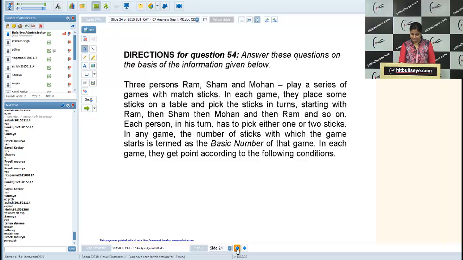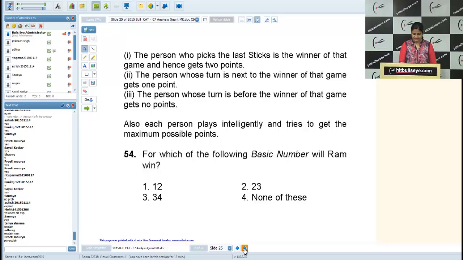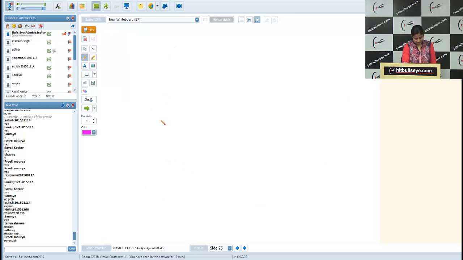The turns are Ram, Sham, Mohan. Coming to the question directly: for which of the following basic numbers will Ram win? The turns are, first of all, Ram, then Sham, then Mohan, then Ram, then Sham, then Mohan, and so on. And the question is, for which of the basic numbers will Ram win? Options are 12, 23, 34.